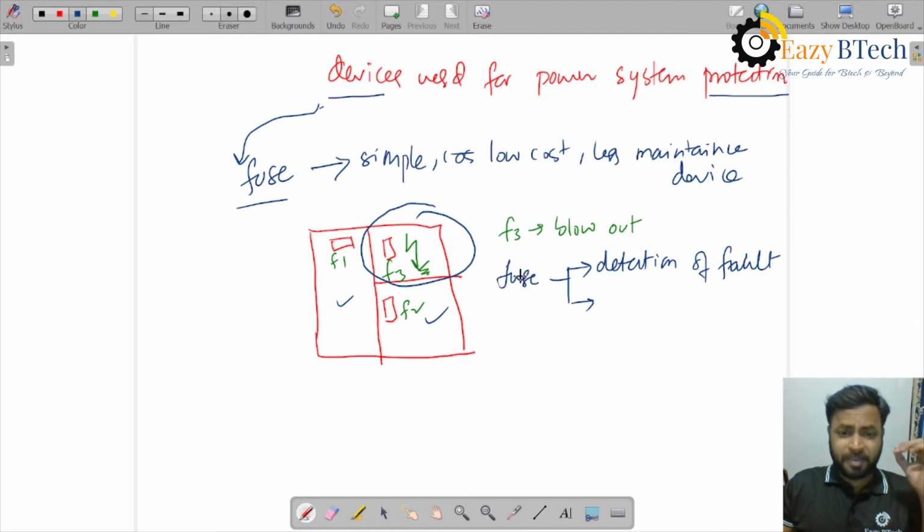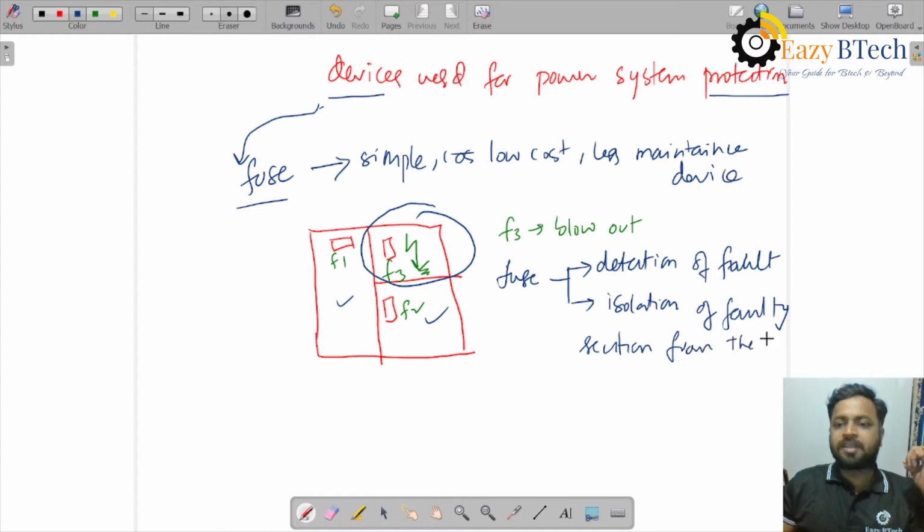The second aspect is that it is isolating the faulty section from the healthy section. Isolation of the faulty section from the healthy section. So the fuse is essentially doing 2 things.